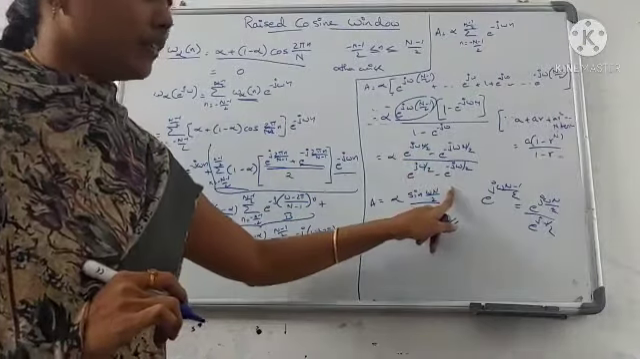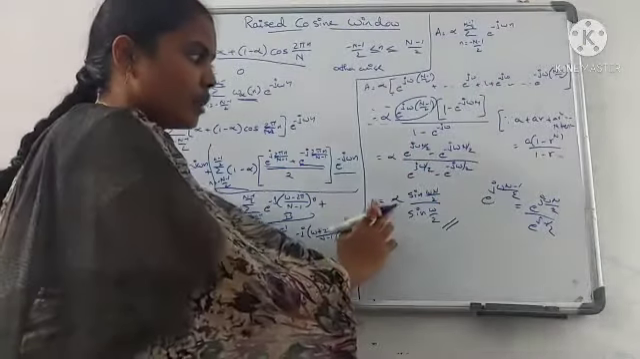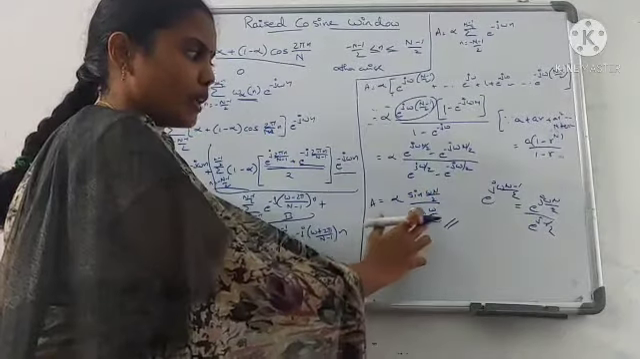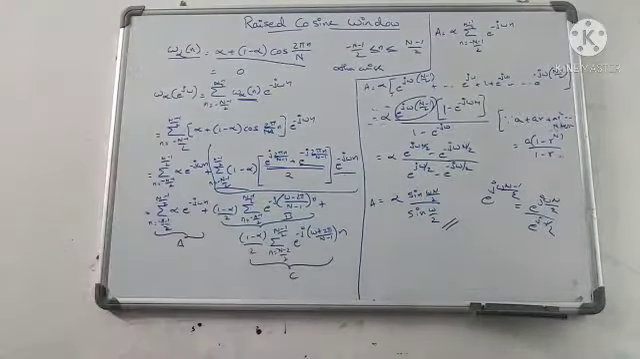Multiply with these two. So you can get A is equal to alpha into sin omega n by 2 by sin omega by 2. Okay.